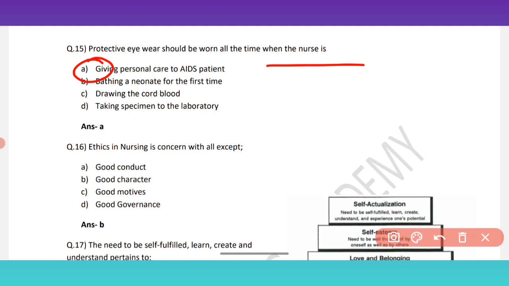Okay, bathing the neonate for the first time, not required. Drawing the cord blood, yes, obviously that time it is required. But when compared to the AIDS patient, we have to give priority, right? So we have to give priority to the AIDS patient when compared to drawing the cord blood. Taking a specimen to the laboratory, you are going to carry the specimen in the ice box, right? That time it is not at all required. So either option A or option C. Among these two, which one do we give priority? Option A. So option A is the right one.